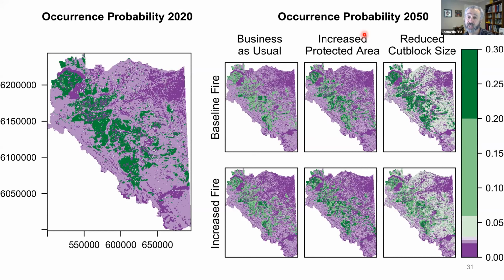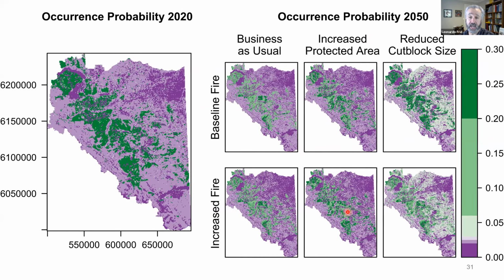And a scenario where we reduce the maximum cut block size. Typically cut block sizes are closer to about 40 or 50 hectares on average, in some cases, and the maximum was reduced to 10 hectares in size for cut blocks. And then at the top, we've got a baseline fire scenario and a scenario that increased fire by about 50% from historic rates, which is in line with what some of the climate models are projecting for this area.